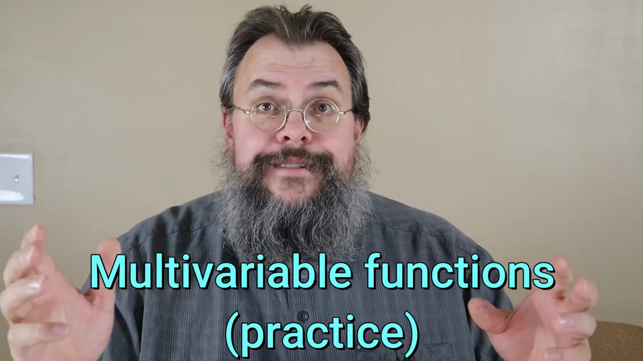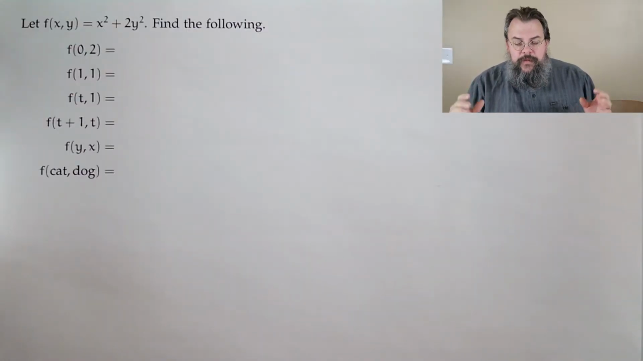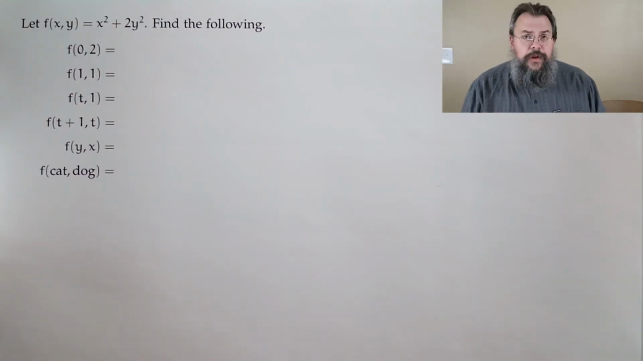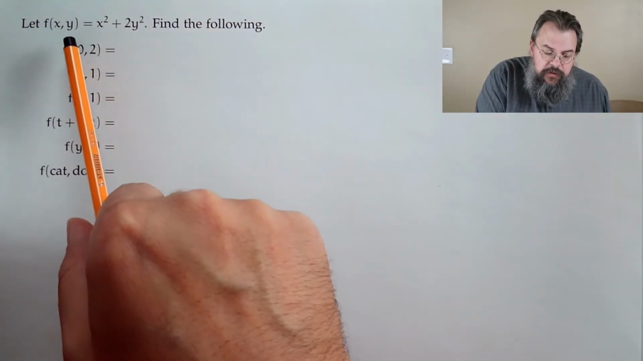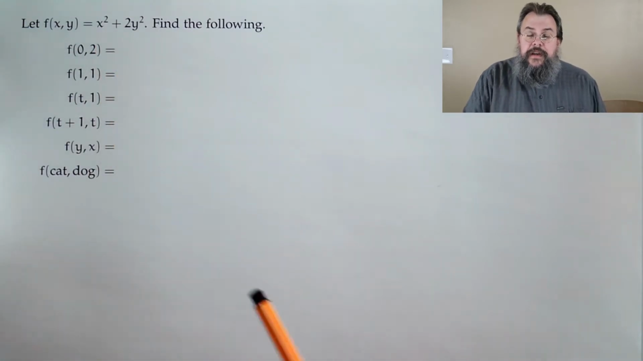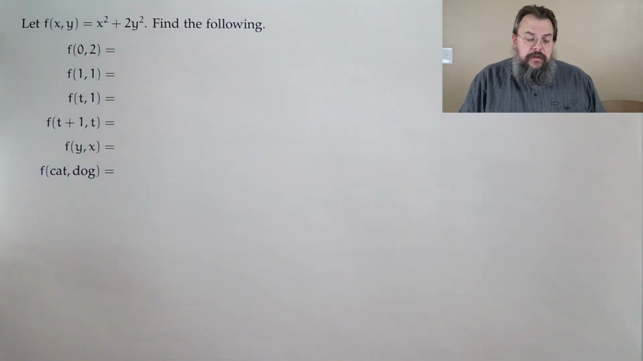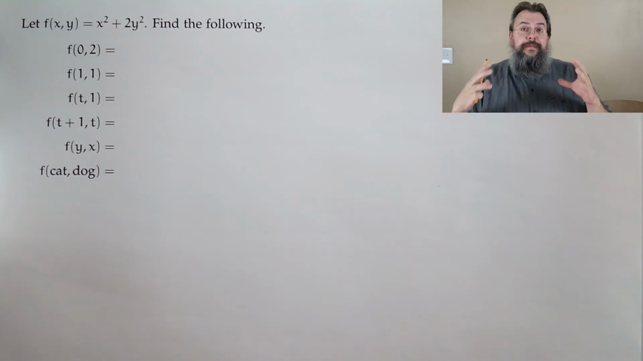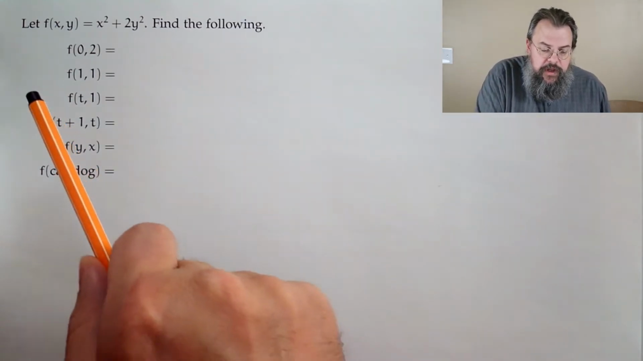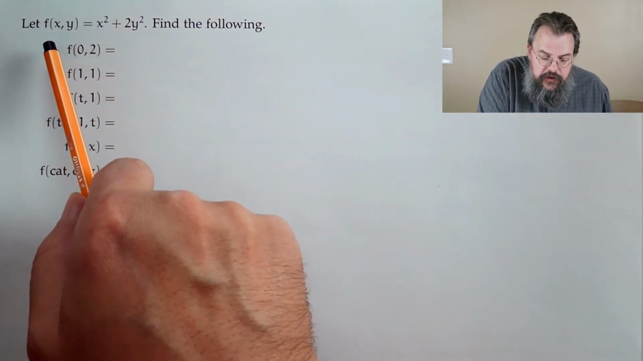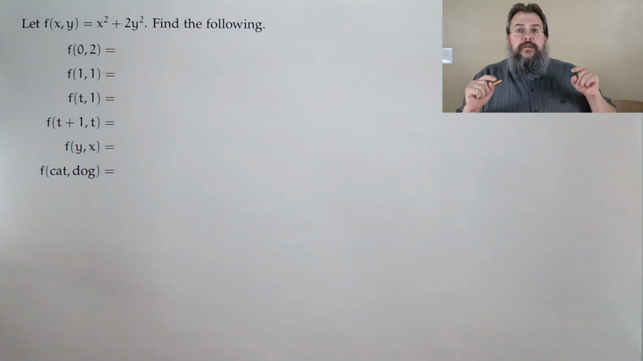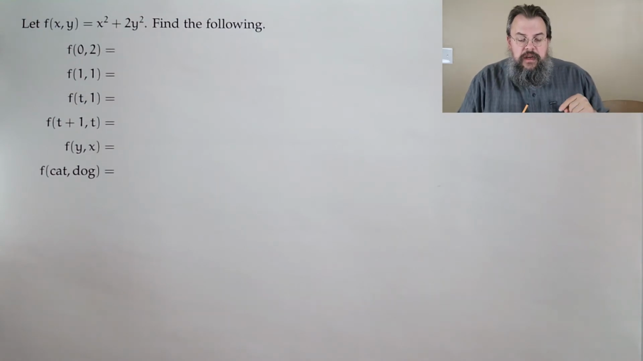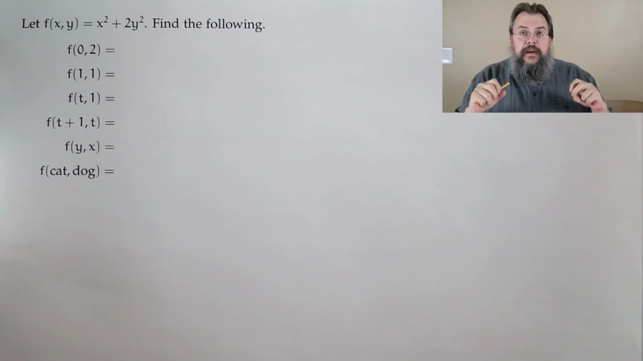Well, let's begin. Our very first problem is really just a warm-up. Suppose you have a function f of x, y equal to x squared plus 2y squared. Find the following. So let's think about what this means. Our function has two inputs, an x and a y. In other words, we plug two values in, and whatever is called x becomes x squared, whatever is y becomes y squared.